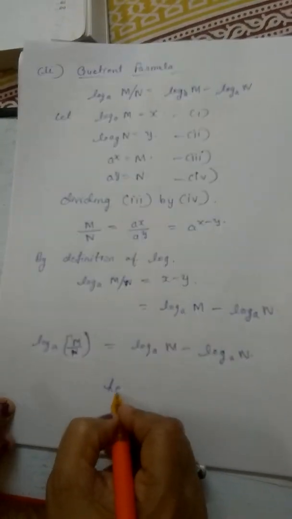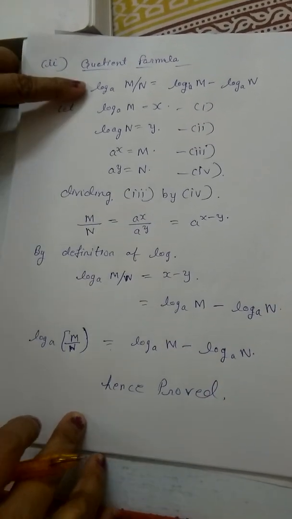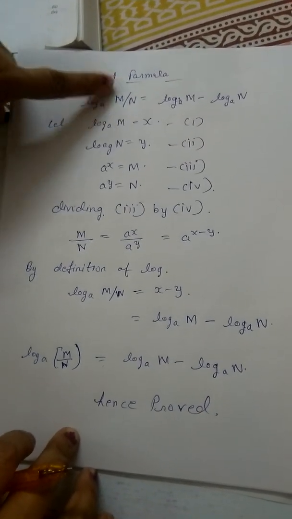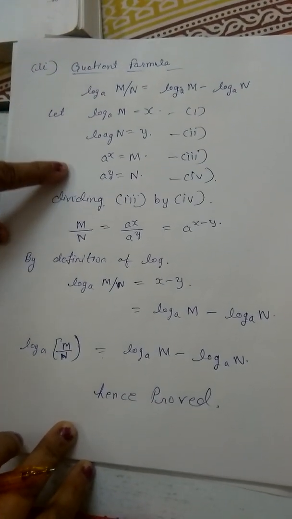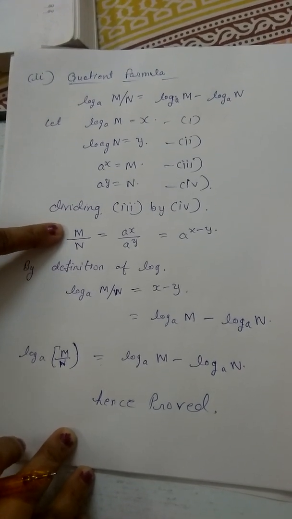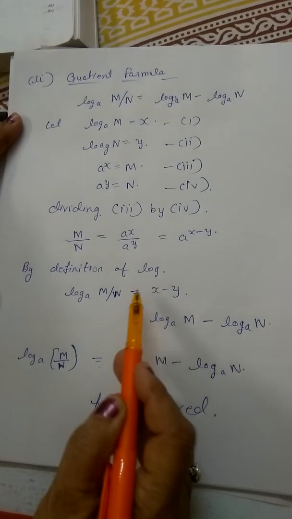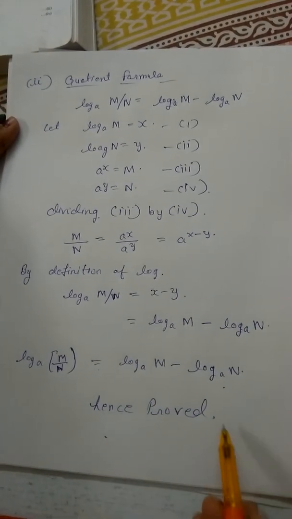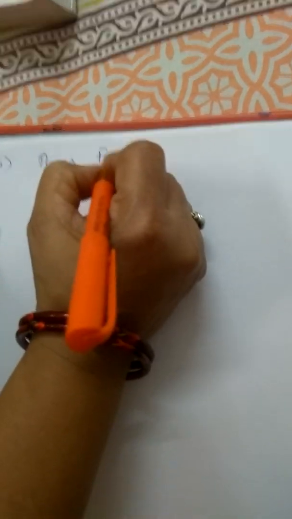Hence proved. The second property is proved, that is log_a (m/n) equals log_a m minus log_a n. Putting the values of x and y, writing in the exponential form, and dividing m and n, I get this. By definition of log, I get this. Now putting the values of x and y, the answer will be there. Okay, now the third is the power formula.